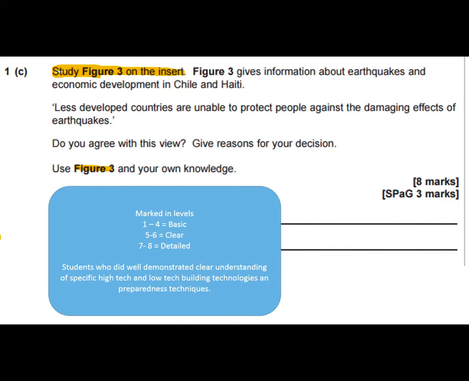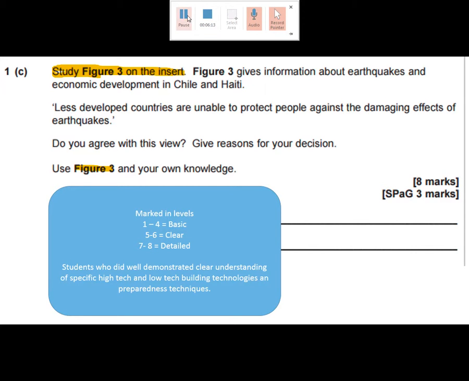As I've said, you can choose which way you go about doing it. My preference is for a minimum of 2 PEEL paragraphs. But it doesn't matter whether you agree with them or not. So that's point, evidence, explain, and you need to make it clear why what you've said links back to the question. This should take you 10 minutes.